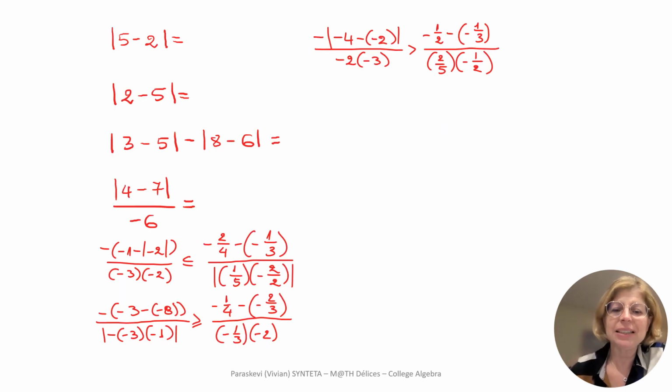Let's see some examples now so that you can train more with absolutes. First case here, that is quite simple. Let's calculate this absolute. We will do first the operations in the absolute. So this will give us 3 inside. So the absolute of 3 is 3. So it's as simple as that.